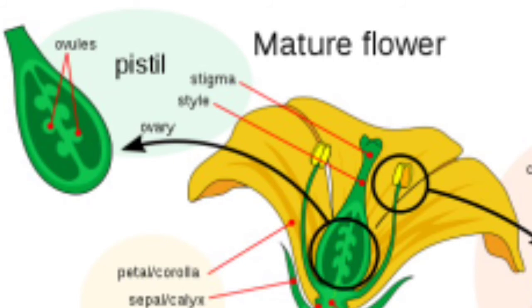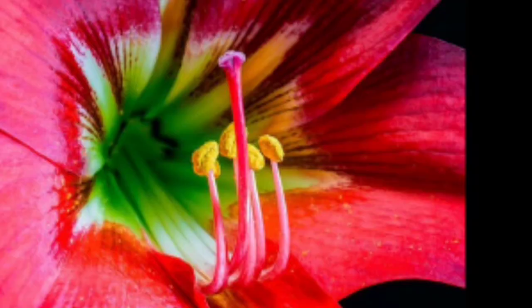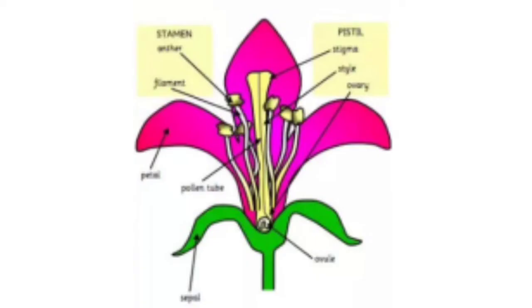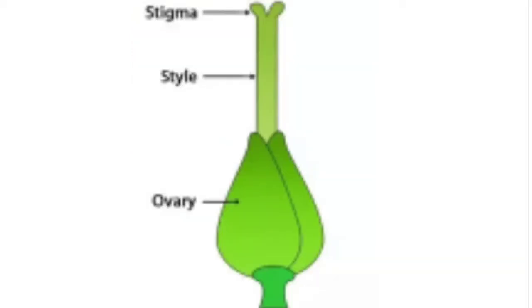Pistil. Pistil is known as the female reproductive part of a flower. The pistil typically consists of the base, the ovary, which contains potential seeds or the ovules, the stalk or the style arising from the ovary, and on the tip the stigma, which is of various shapes and often sticky. Pistil is usually located in the center of the flower and it is made up of three parts: the stigma, the style and the ovary.